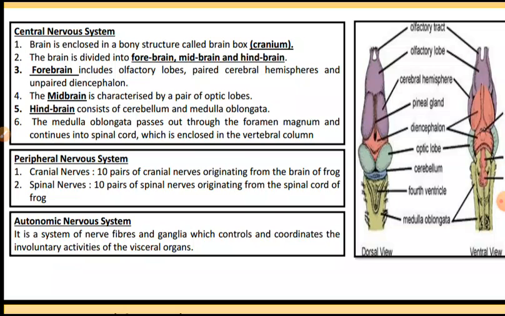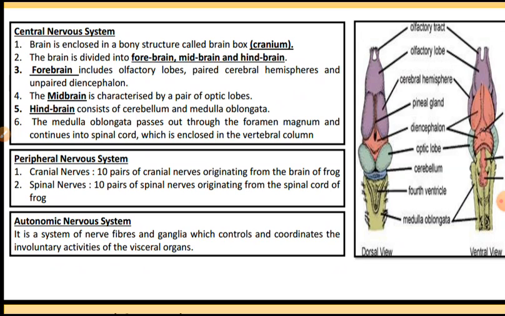Cranial nerves: 10 pairs of cranial nerves arise from the brain of the frog and go to different regions of the head, controlling the main parts of the body. Then spinal nerves, also 10 pairs in frog, originate from the spinal cord of the frog.